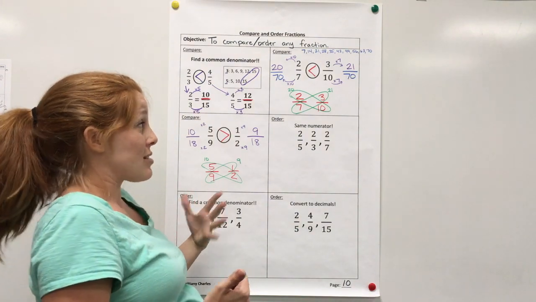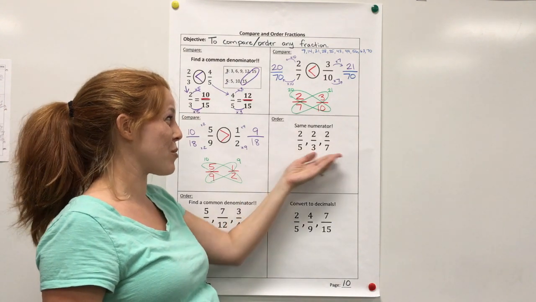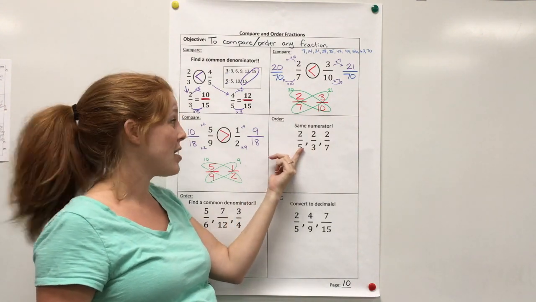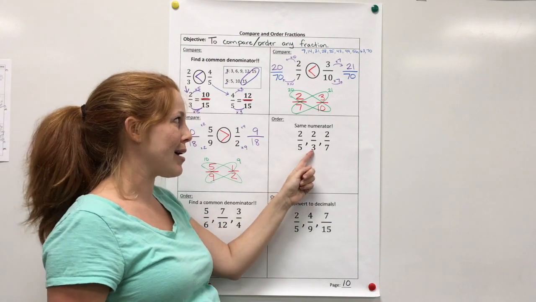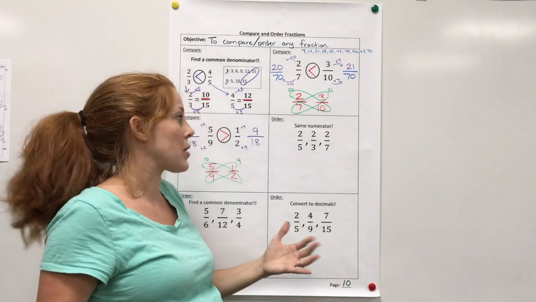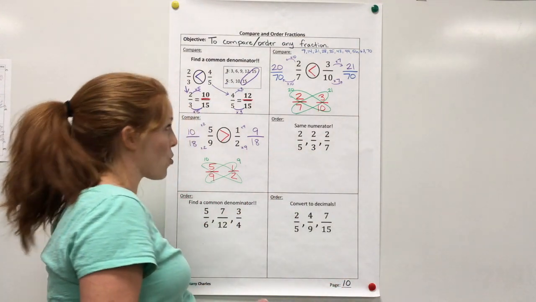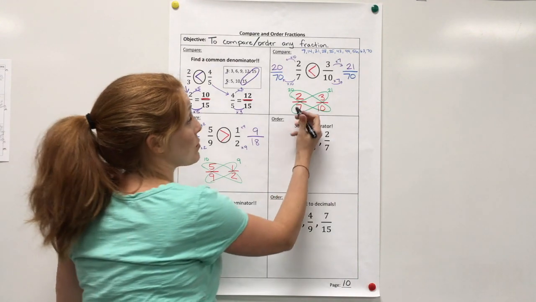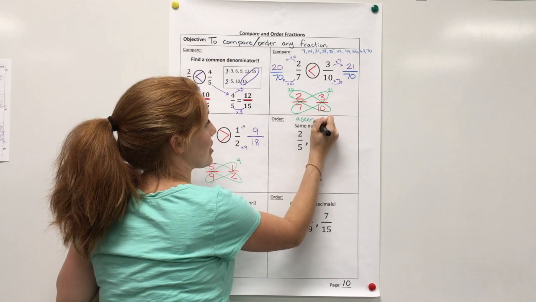If I like pizza, I'd want the biggest piece. So who would I rather share with? Would I want to share with 5 people, have 3 people share the pizza, or have 7 people share? Well, I would rather have 3 people share because that means I'm going to get a bigger piece of the pizza, okay? So that's a way you can think about it. And we're going to order this in ascending order, which means what? Least to greatest.